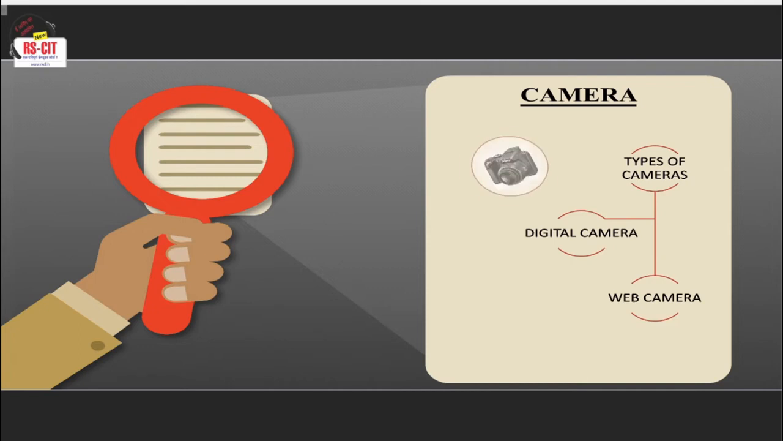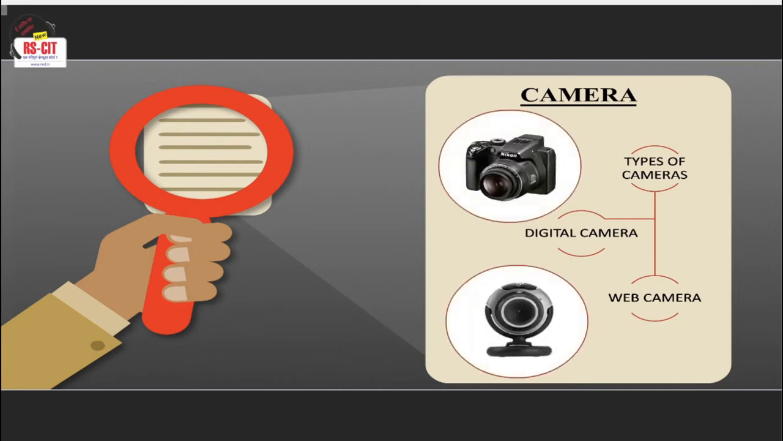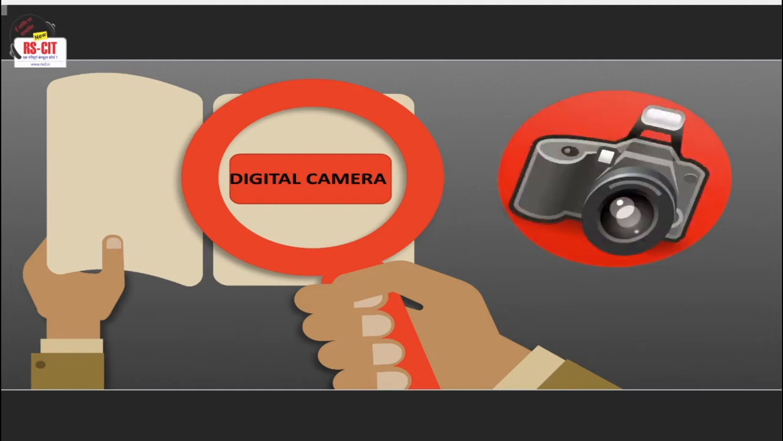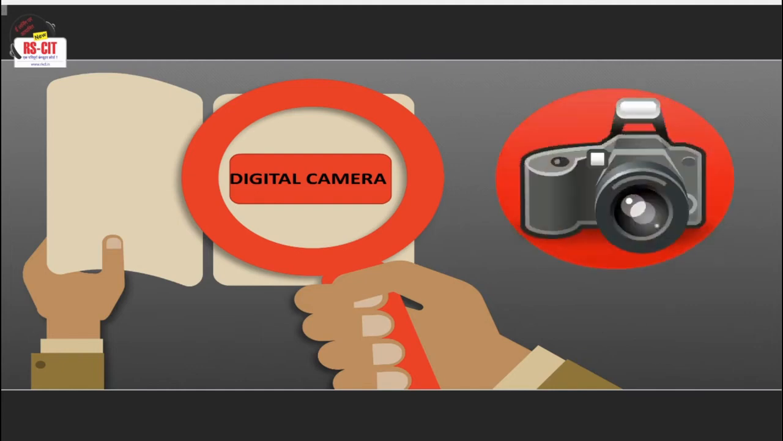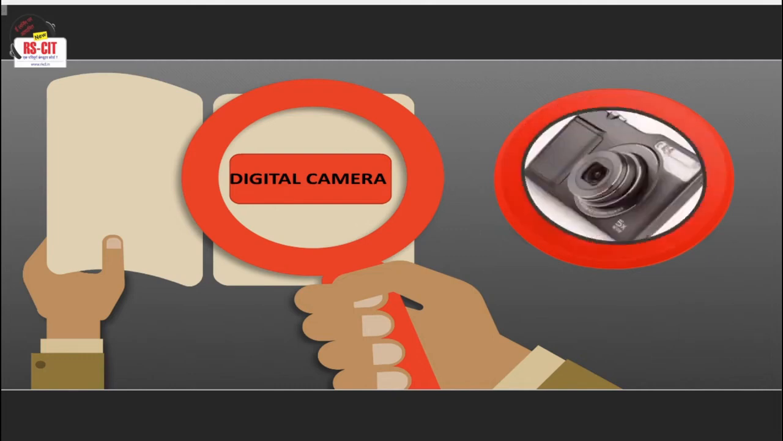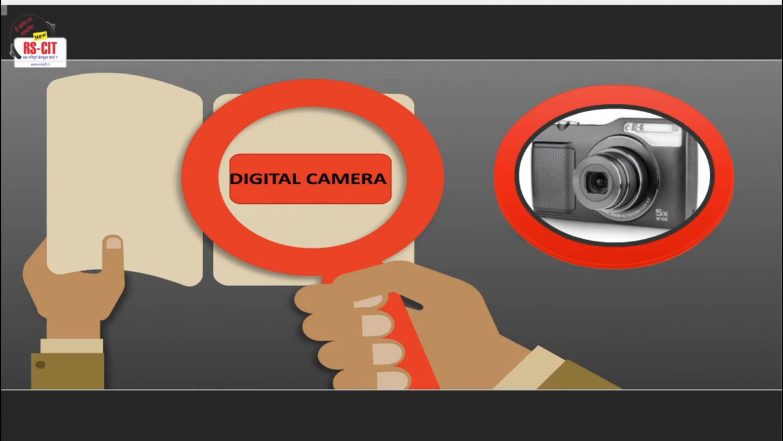Basically, there are two types of cameras: digital camera and web camera. Let's discuss these cameras. Digital camera is a camera that encodes digital images and videos digitally and stores them for later reproduction. Most cameras sold today are digital, and digital cameras are incorporated into many devices ranging from PDAs to mobile phones.